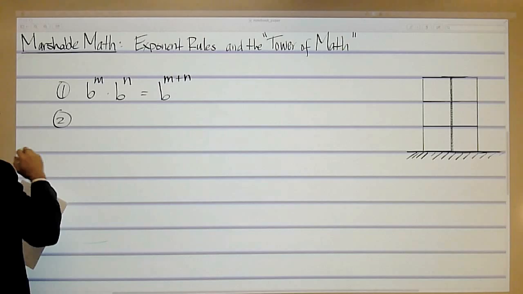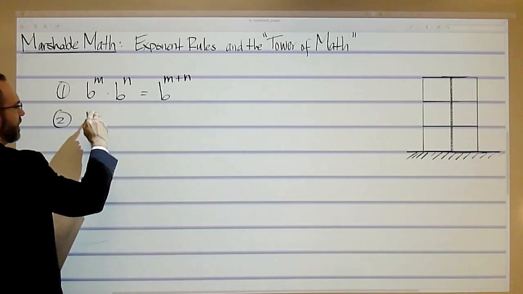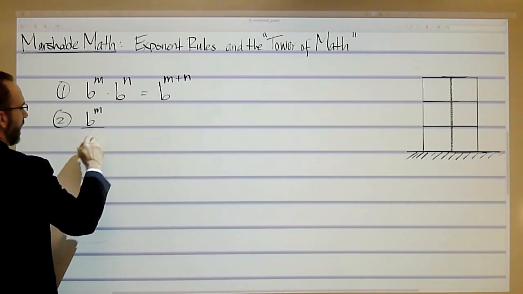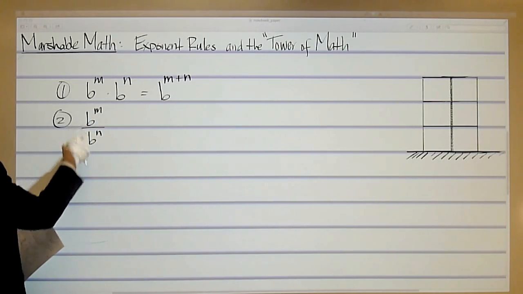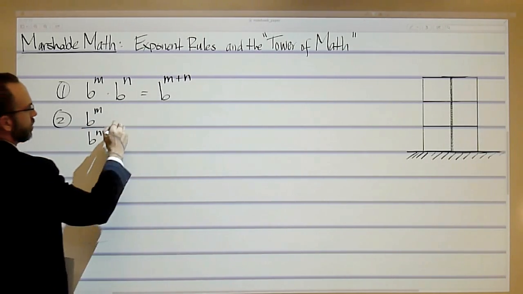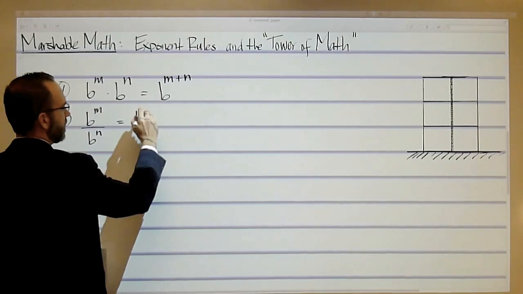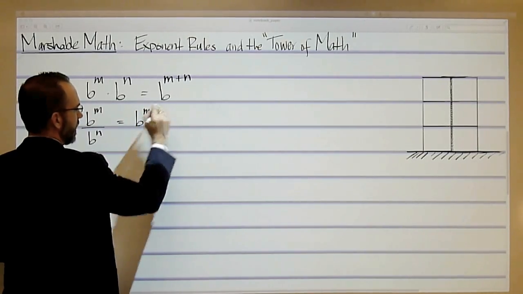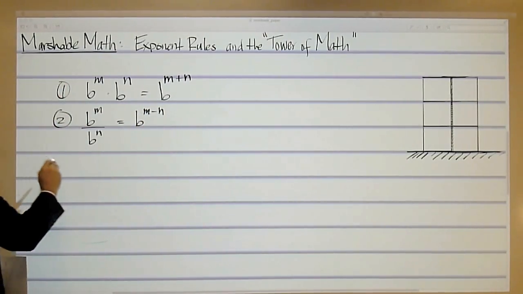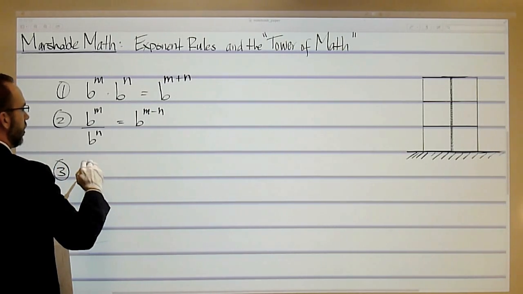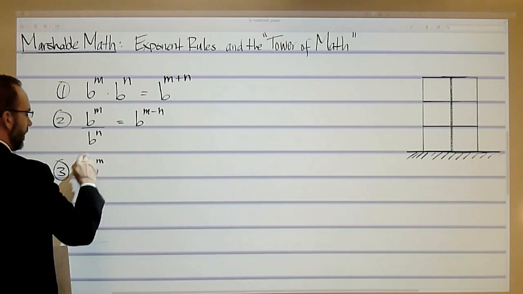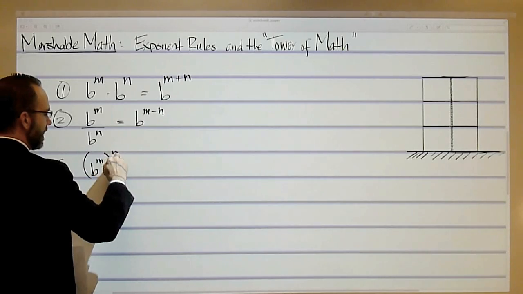Number two, what if we had ones where we divide them? What if I have b to the m divided by b to the n? Same bases. If I'm dividing the bases, what do I do with the exponents? Well, that's simple. b to the m minus n. You subtract them. Three, what if I said b raised to the m, but then itself raised to the n?